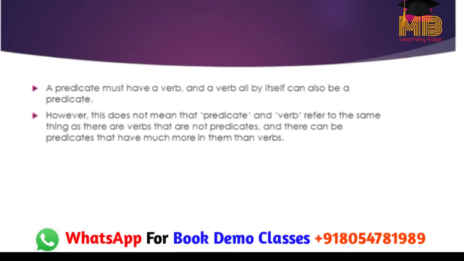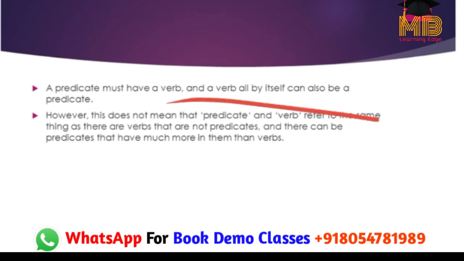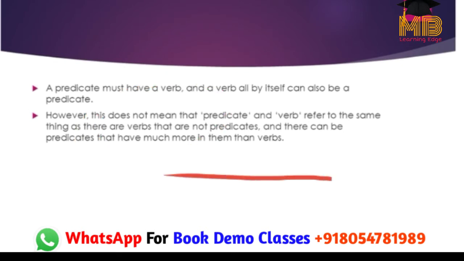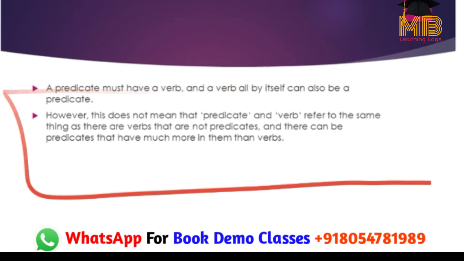So a predicate must have a verb, and a verb by itself can also be a predicate, right? Predicate is basically telling you what a particular thing is doing. Either it can be solely a verb or it can have a verb. However, this does not mean that predicate and verb refer to the same thing, right? Because there are verbs that are not predicates, and there are predicates that have much more than verbs in them, which we have seen also, right?